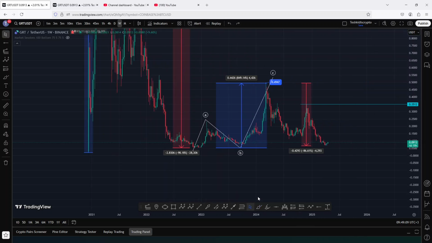So that is the roadmap that I'm expecting GRT to follow on the short term and also on the long term.